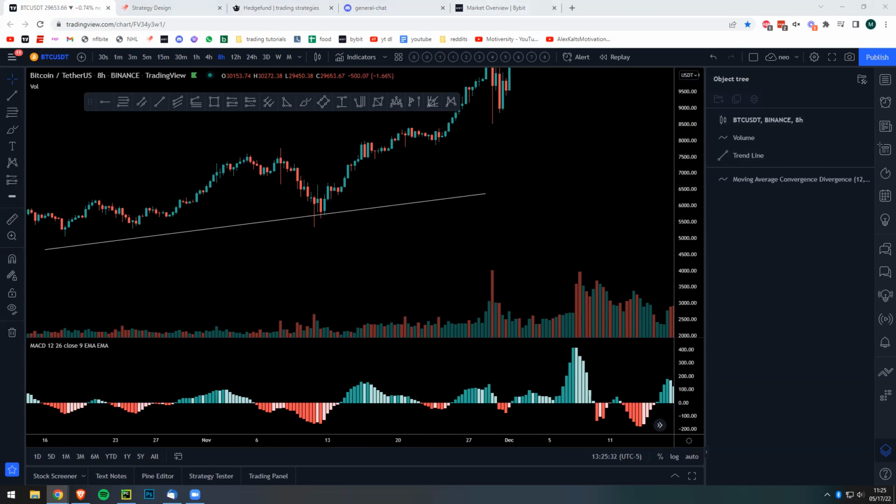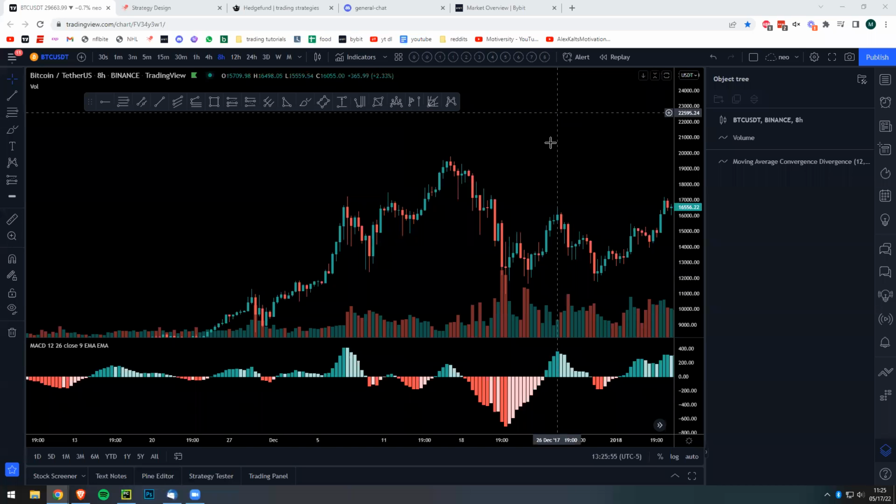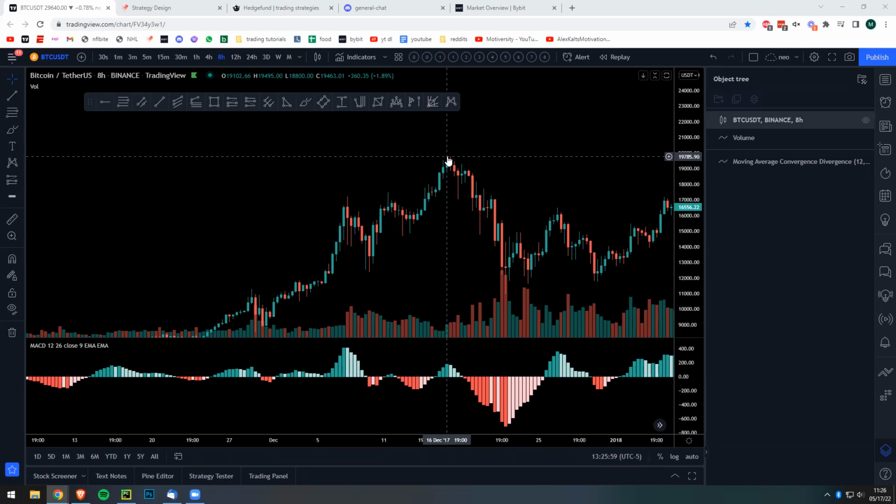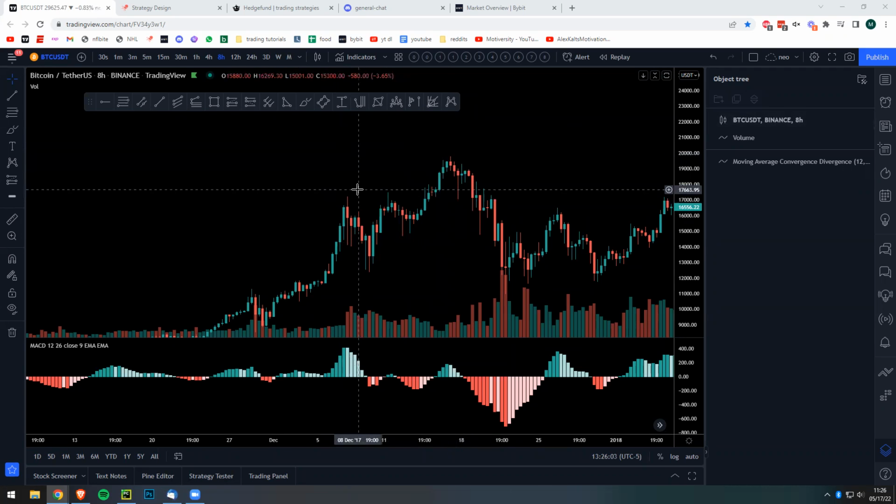And so now what we're going to do is just go find some more examples. So here is another example. Obviously, this is the high back in 2017 for Bitcoin. Absolute madness going on during that time. Everybody and their mother was talking about Bitcoin. But what do we see here?